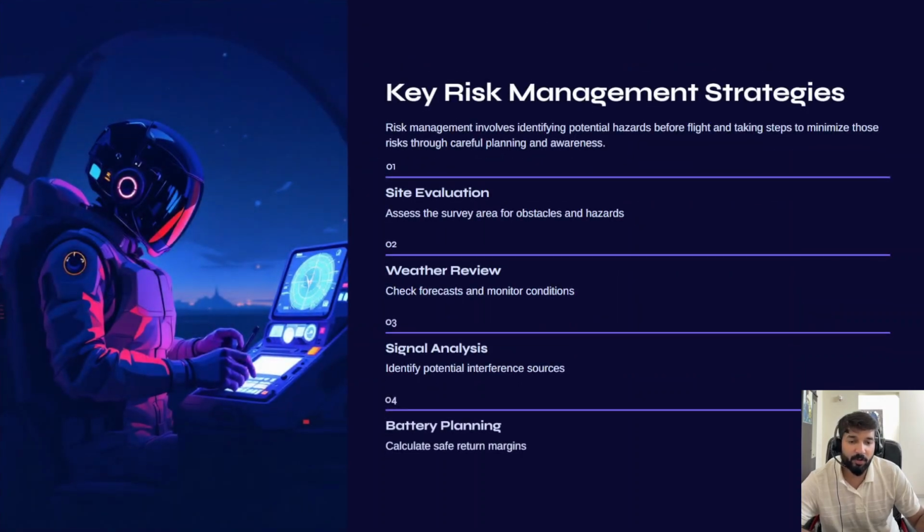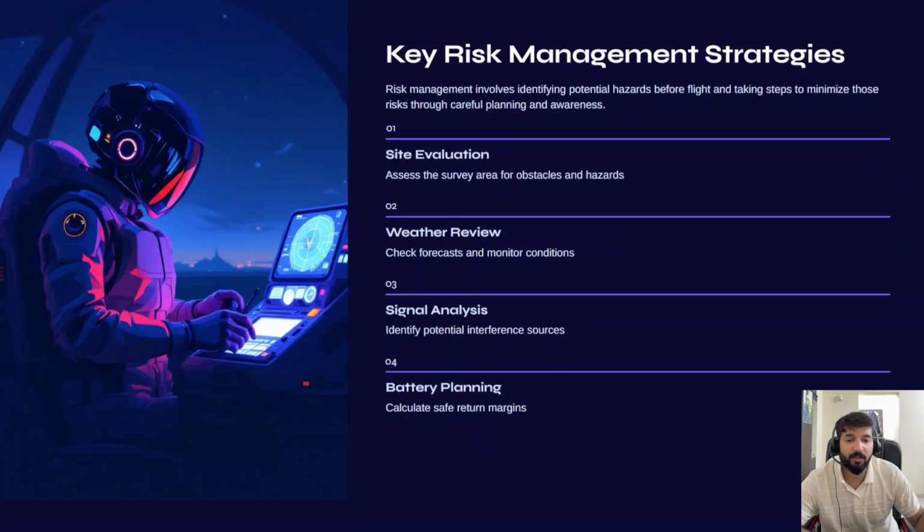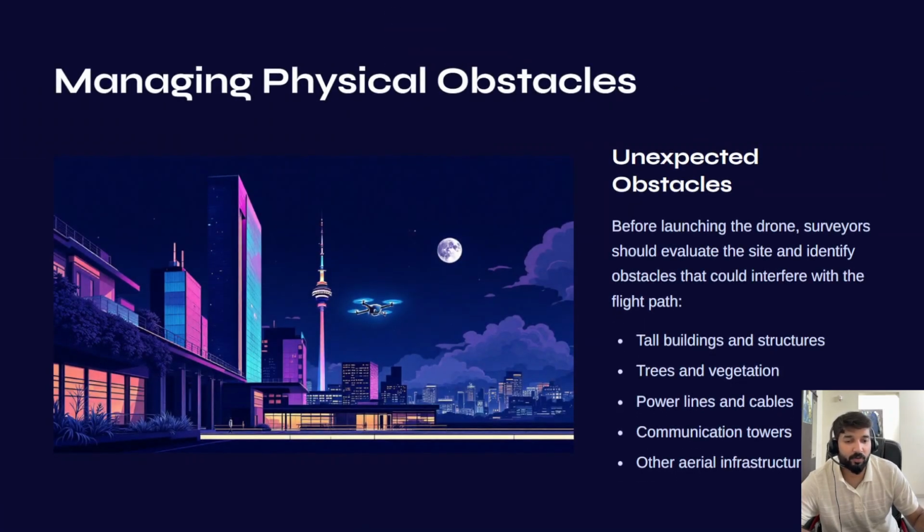Now let's talk about risk management. Risk management involves identifying potential hazards before the flight and taking steps to minimize those risks. For example, one common risk during drone surveying is unexpected obstacles such as tall buildings, trees, power lines, or communication towers. Before launching the drone, surveyors should evaluate the site and identify obstacles that could interfere with the flight path.